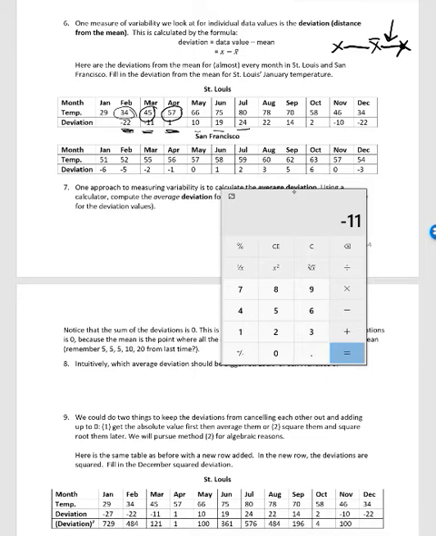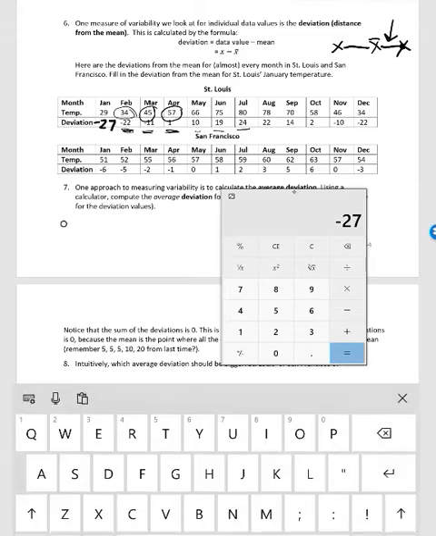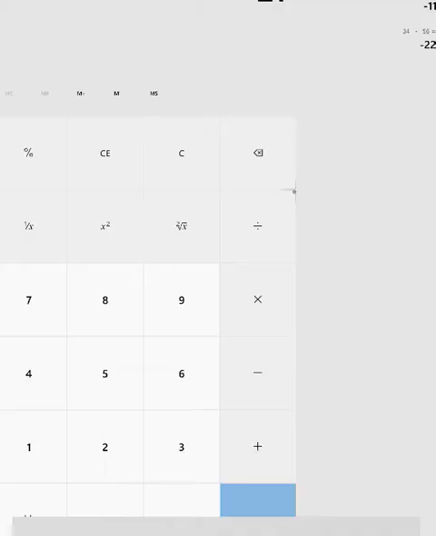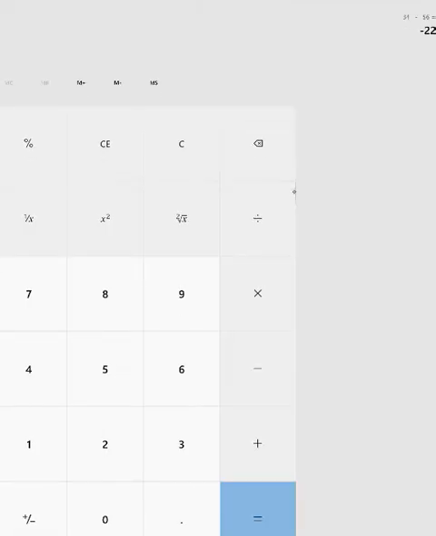So take a moment and calculate the deviation for January in St. Louis. Go ahead and pause and calculate, and then I'll do the same. So hopefully you got -27. So let me try to get rid of that calculator.